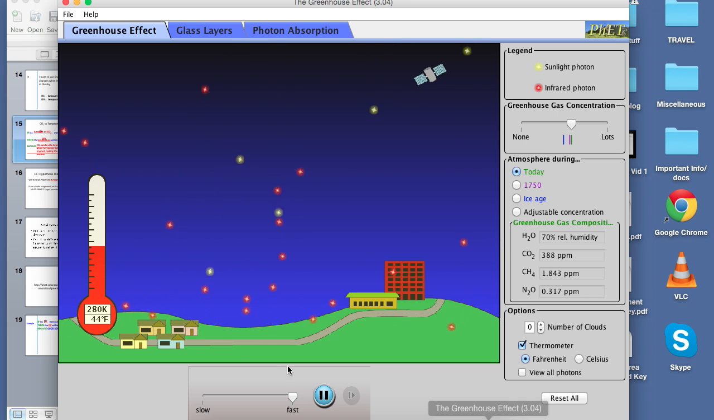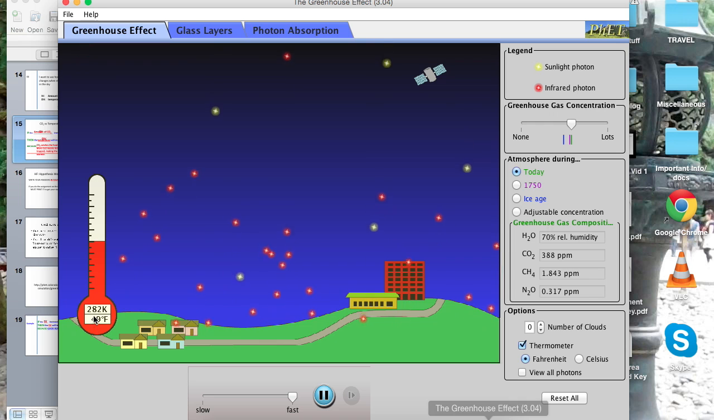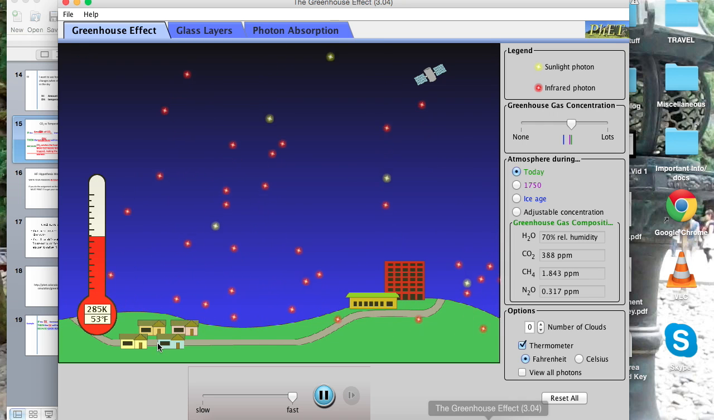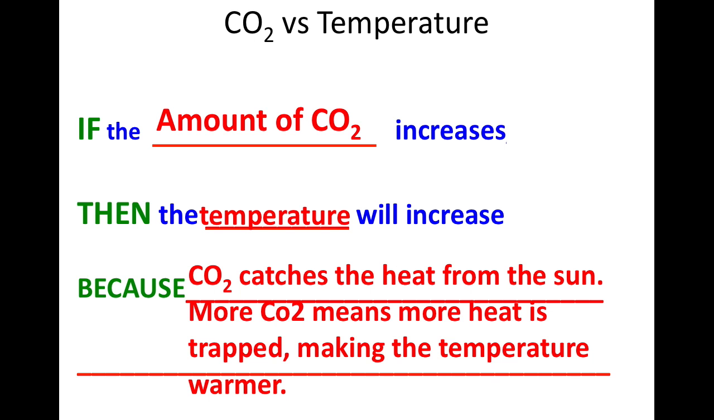All right, just from looking at it, do you notice that it is increasing? The temperature is increasing. So we know that our hypothesis, if you chose to say that if the amount of CO2 increases, then the temperature will increase, for these reasons, your hypothesis is correct.